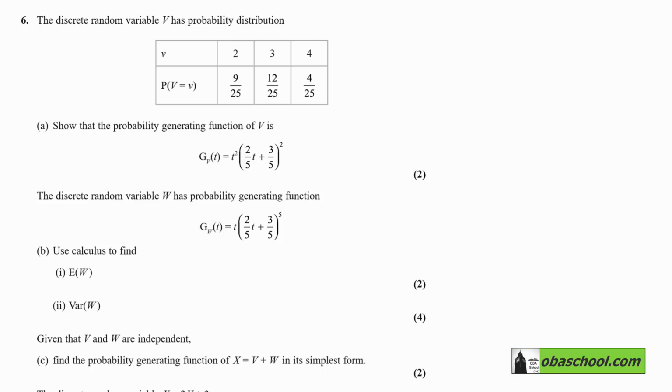The discrete random variable v has probability distribution as shown in the table. Show that the probability generating function of v is as given below.